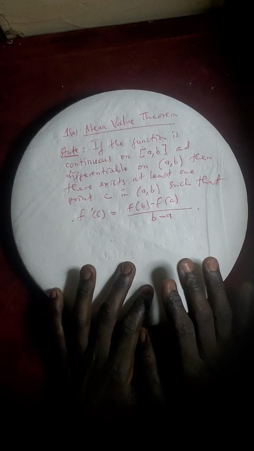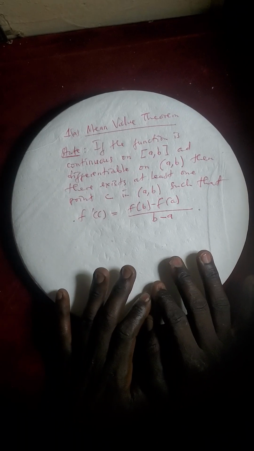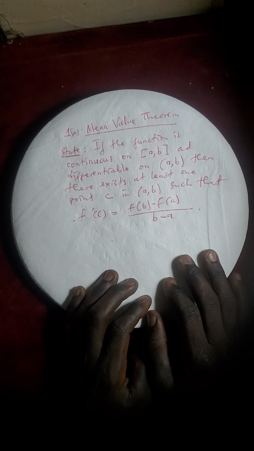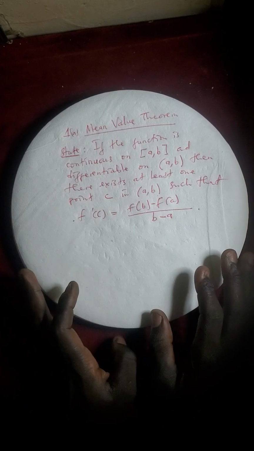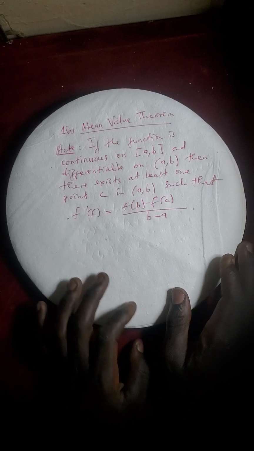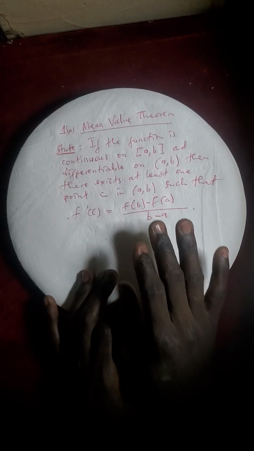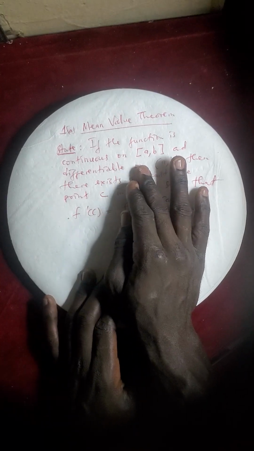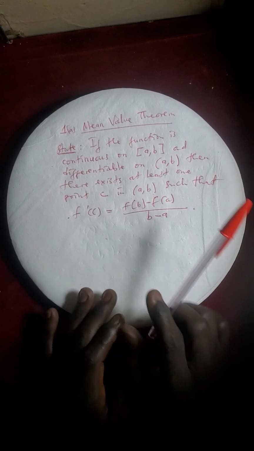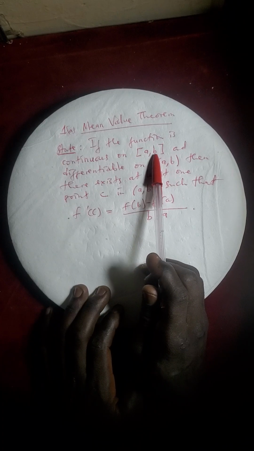Now, if the function is continuous on [a, b]. You can see those brackets, they are box brackets. The box brackets indicate that it is a closed interval, which means you are starting from A and you are ending on B. That is what closed brackets indicate.